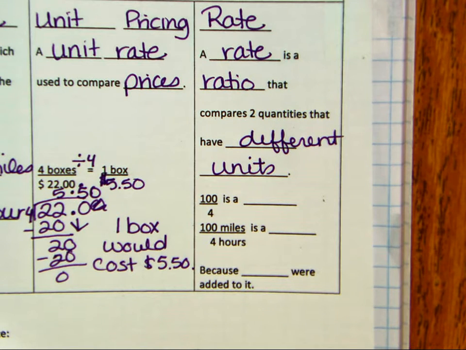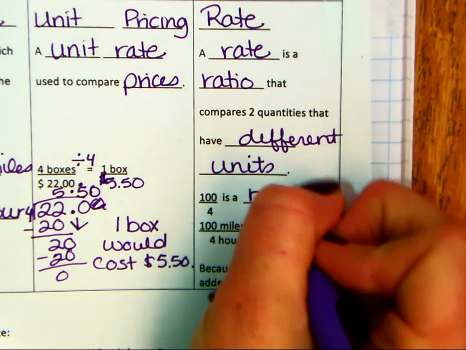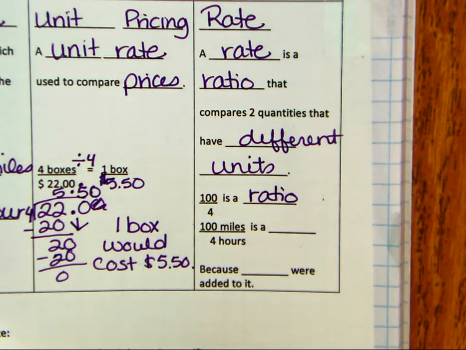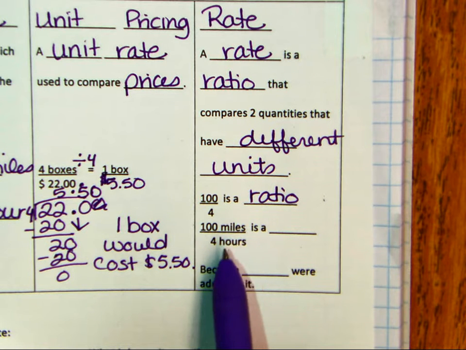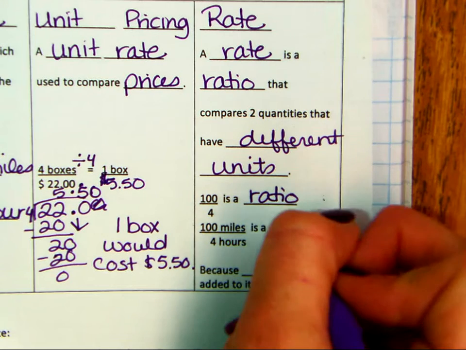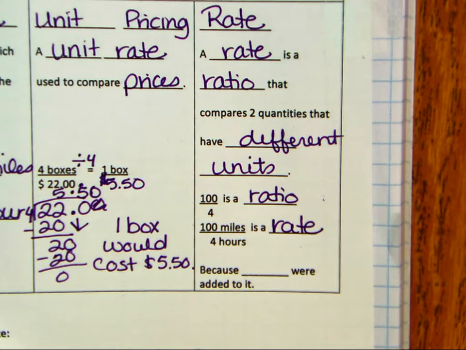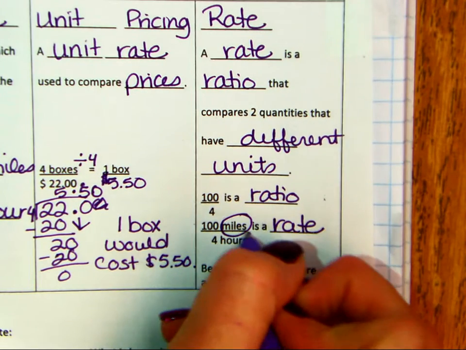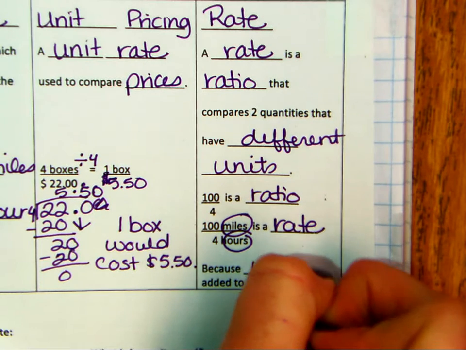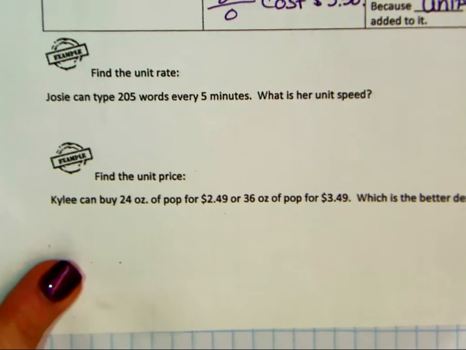So once again, 100 over 1, if I were to show you this number, that is purely a ratio. There are no units there. But if I change it to giving it miles and hours, those are units. Miles is a unit of distance, and hours is a quantity of time. So that would then be a rate. I'm going to circle these so we remember. That's why, and that's because units were added to it.